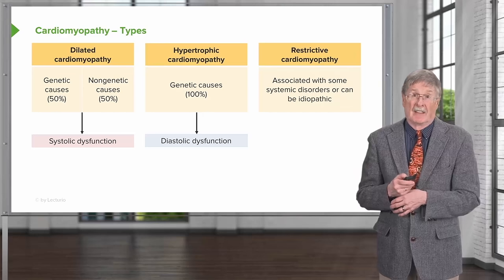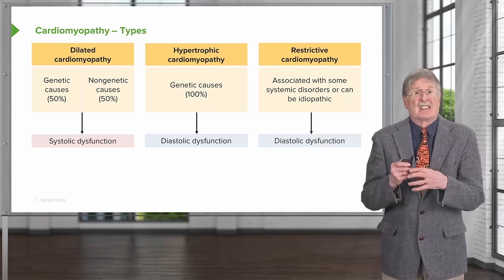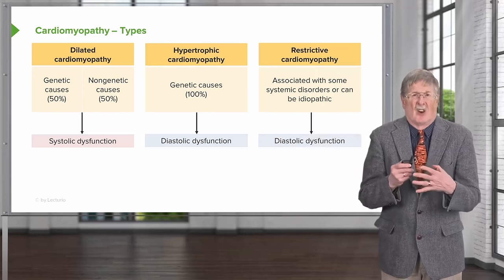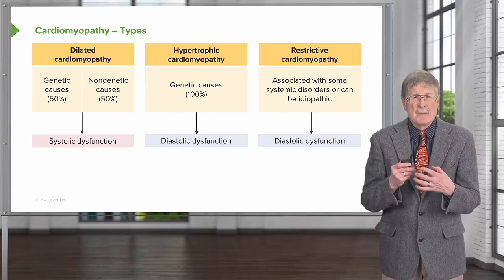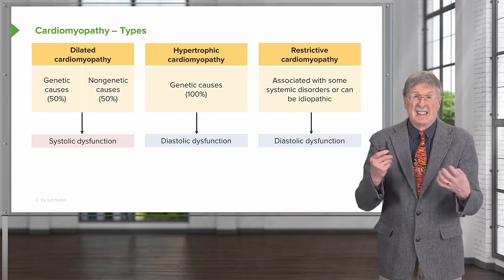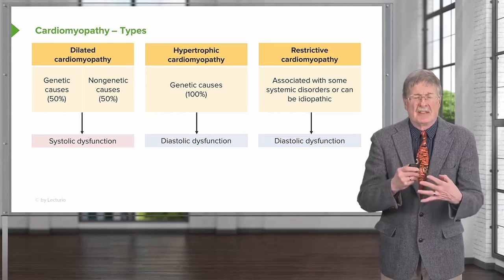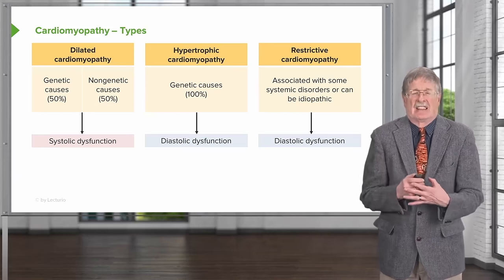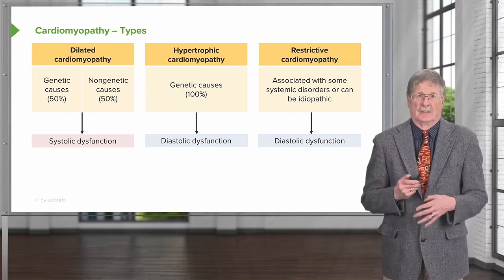And then in restrictive cardiomyopathy, as I've already stated, it's associated with some systemic disorders, or it may be idiopathic. And the fundamental problem is that it's diastolic dysfunction. It's a stiff heart. There's not a lot of muscle there, or not excessive increases in muscle, but it's stiff and therefore you have diastolic dysfunction. It doesn't relax to fill very well.